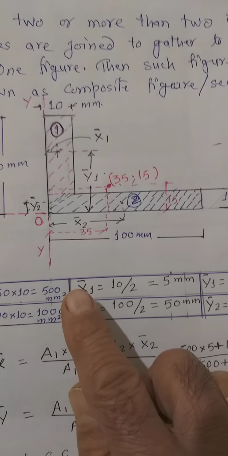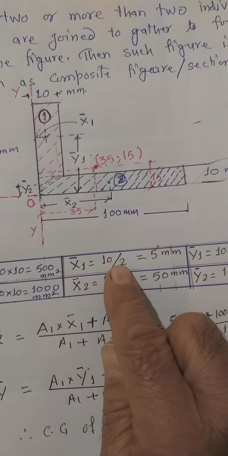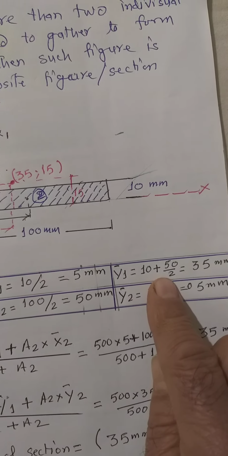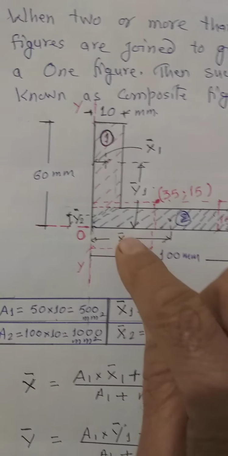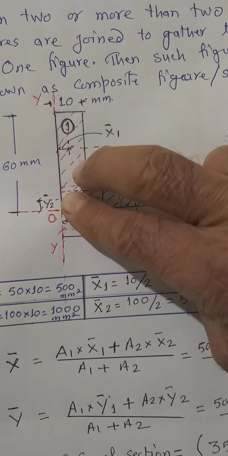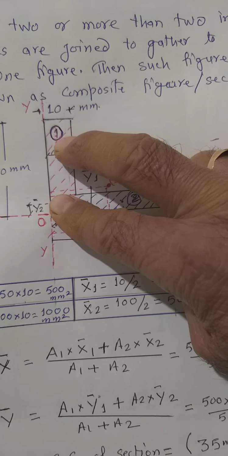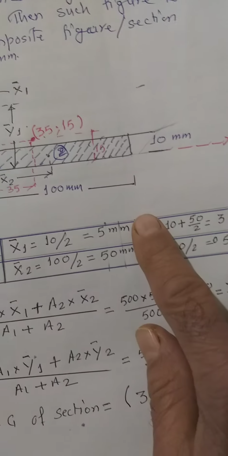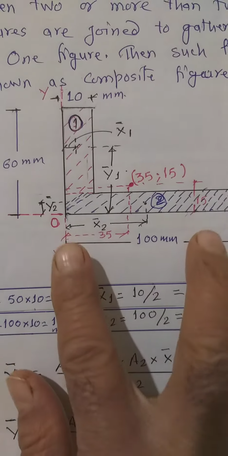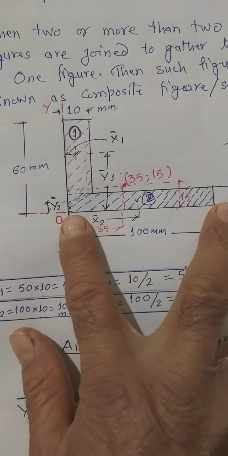You just see, I have already written x bar 1 is equal to 10 by 2 and y bar 1 is equal to 10 plus half of this over here, that is y bar 1, that is 10 plus 50 by 2, it comes out to be 35. Similarly, now I am talking about this figure.